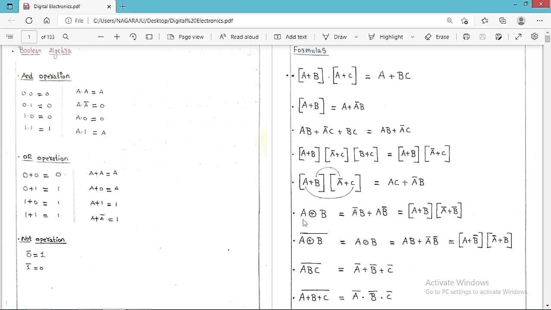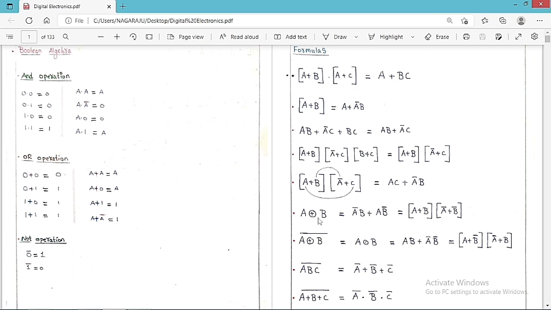And now I told you A XOR B is equal to A bar B + A B bar. You can write it in another fashion, which is (A + B) into (A bar + B bar). I have already told you if it is in this format, you have to multiply these two things and these two things, and you have to add. So which is A into B bar plus A bar into B. Same principle that you have to use as the previous one.